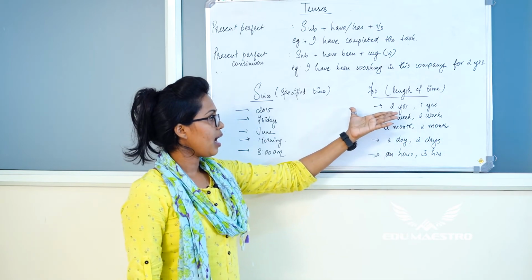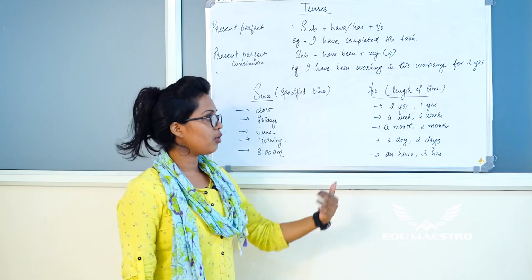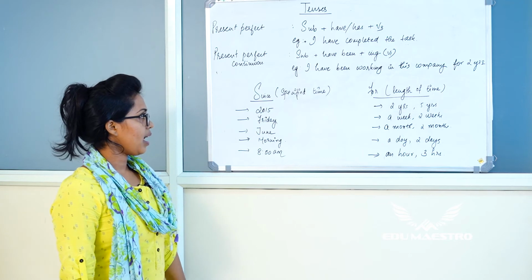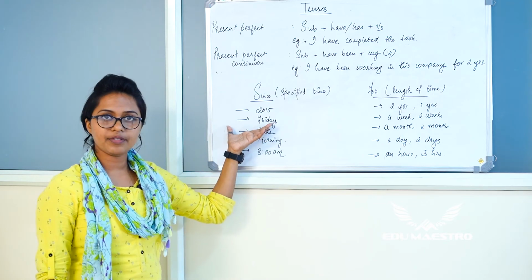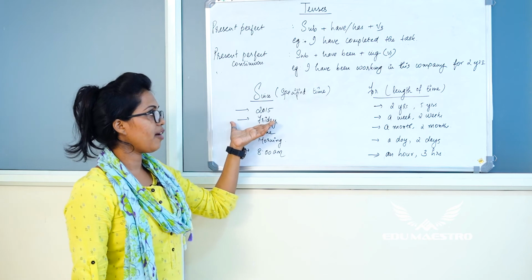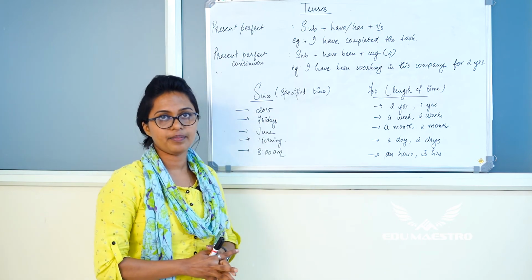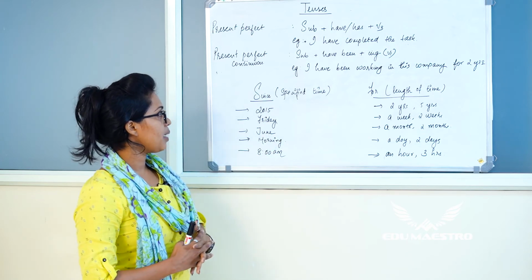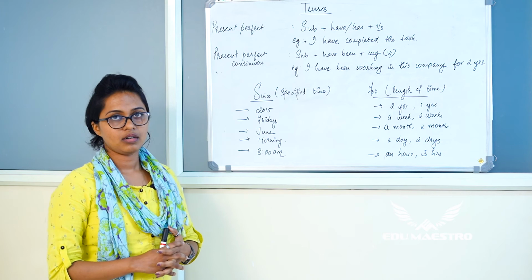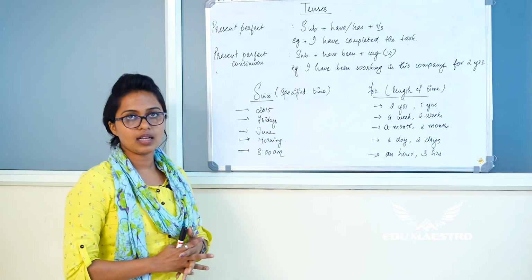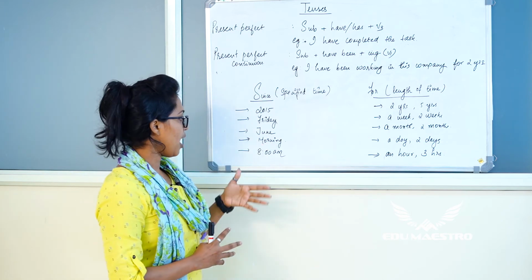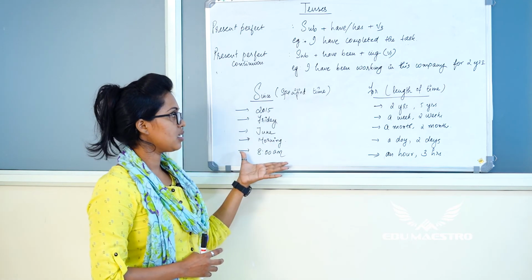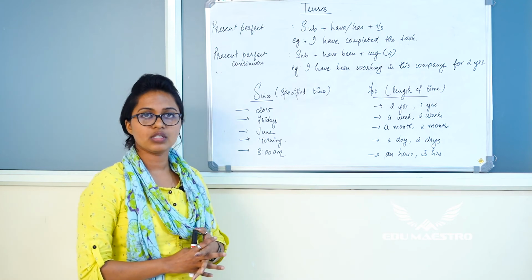For example, I have been waiting for him for 5 years or 2 years. Another example, I have been waiting for him since Friday, because with Friday you have specified the time. Another example, I have been working in this company since June. She has been eating pizza since morning. I have been waiting for him since 8 o'clock. So here all these points in time have been mentioned, so we use since.